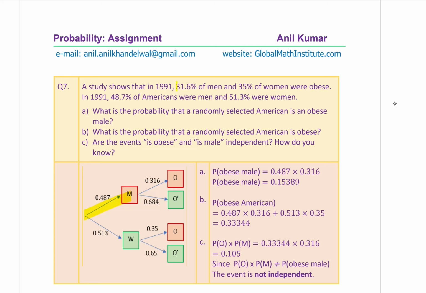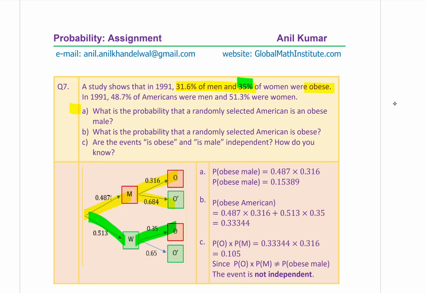We are given that 31.6% of men, so from here, 31.6% are men who are obese, right? So we get that data. And so the remaining are not obese. So 1 minus that will give us not obese. Similarly, we can now do the other branch, which is about the women, which is 51.3%. And in the women, we are given that 35% are obese. So that fills up the other part also, not obese, by doing 1 minus that. Now let us see how to answer these questions.